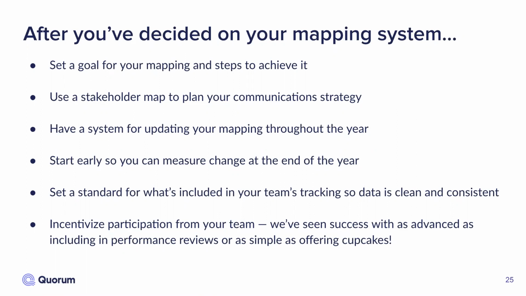I also think that it's really important to set the standard for what's included in your team's tracking, so that the data is clean and consistent. With garbage in, you're going to get garbage out. So there are some automations and steps you can take in Quorum to set up an email alert if someone has forgotten to fill out an issue alignment, for example, and making sure that your team is logging their interactions really regularly to help inform this mapping.